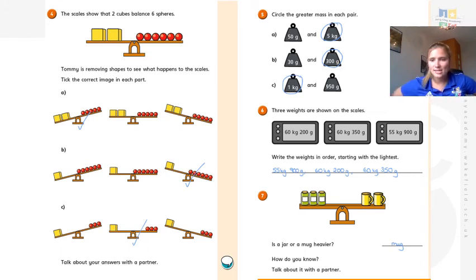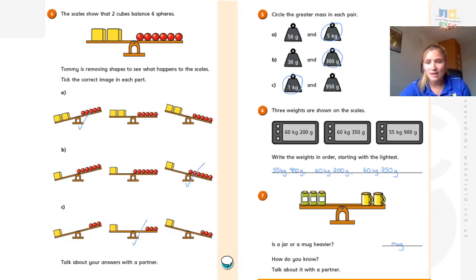Number 6, 3 weights are shown on the scales. Write the weights in the order starting with the lightest. So you might have had to convert these, alternatively you might not. We can see that the lightest is obviously going to be 55 kilograms, 900 grams, because the other two start with 60 kilograms. We then needed to look for the next lightest one. We knew it was going to start with 60 kilograms. Which one was lighter in grams? Well, it's obviously 200 grams, and then obviously finally the 350.